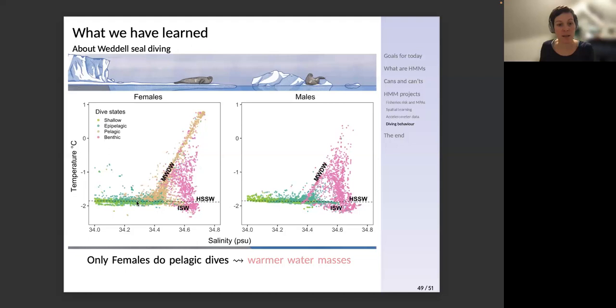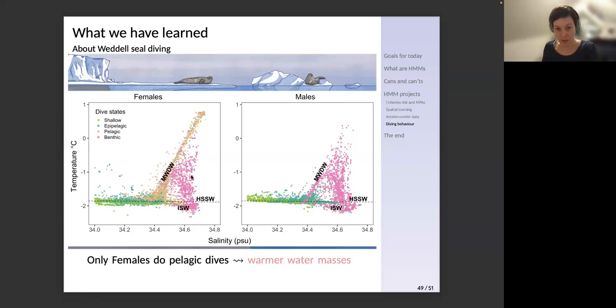You can see that these are colored by the state that the HMM estimated. We have the shallow and epipelagic dives in just the first 10 to 50 meters of the water column, occurring in this part of the diagram where we have fresh water. Basically, the salinity is low, because there's lots of melt input from ice. Then you have the deeper dives. The benthic dives, unsurprisingly, are happening in these really cold, dense water masses that occur on the bottom in the benthic areas of the Weddell Sea.